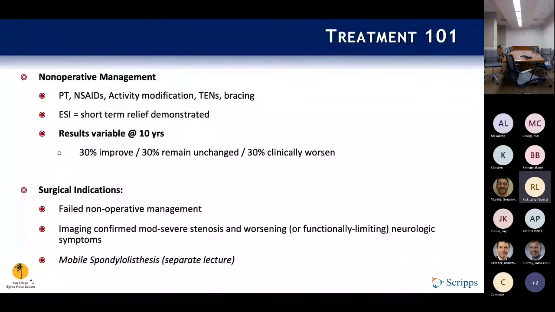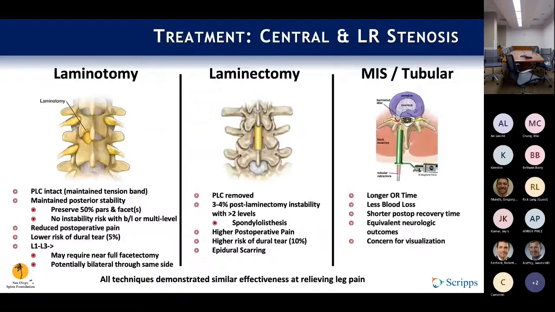Indications for surgical intervention: failed non-operative management, or imaging-confirmed moderate to severe stenosis with worsening or functionally limiting neurologic symptoms. We'll talk later, in a different lecture, about mobile spondylolisthesis, but in general, those are the main surgical indications. As we dive into treatment for central and lateral recess stenosis, there's three main camps to talk about.